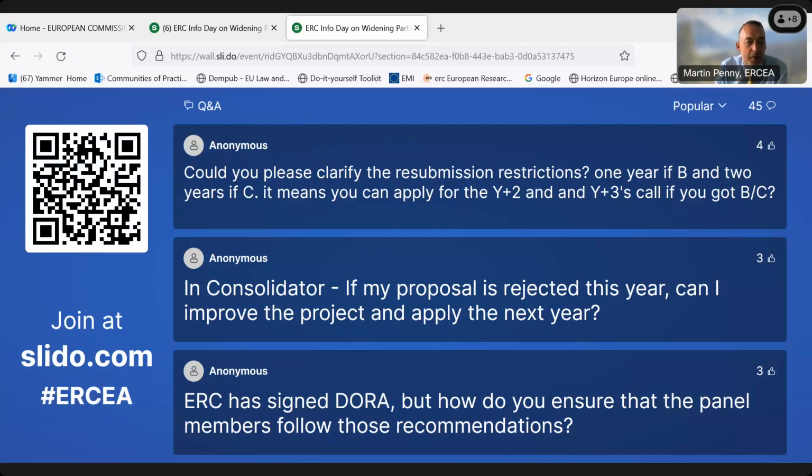Jan, I come to you. Could you please clarify the resubmission restrictions? 1 year if B and 2 years if C. It means you can apply for year +2 and year +3 if you get a B or a C. Absolutely, exactly as you have written in your question.